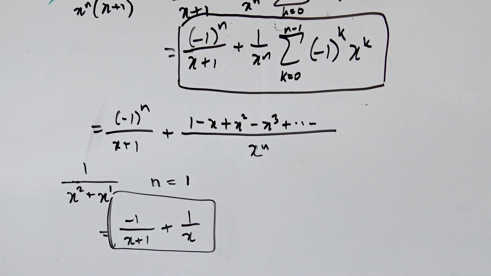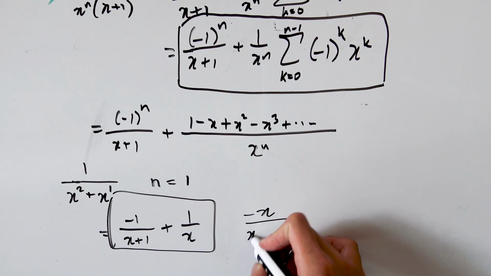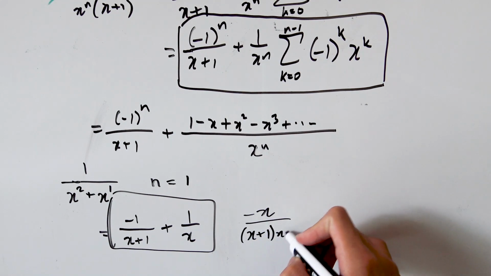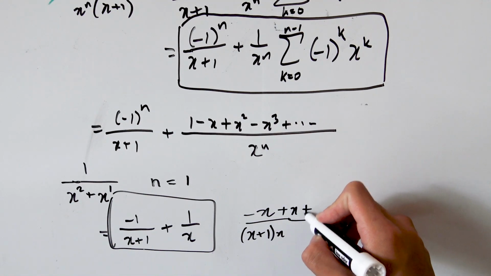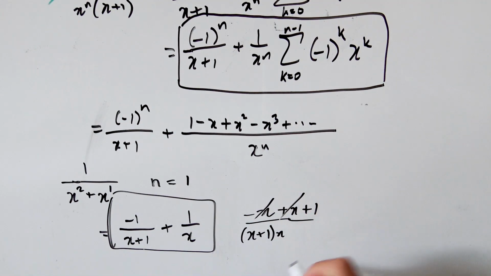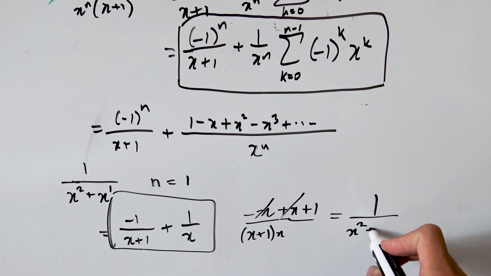And we can check that this equals what we started with just by doing some simple cross multiplication. So we have negative x over x plus 1 times x, and then multiplying this x plus 1 over here, we have plus x plus 1. This and that will cancel, and then indeed we're going to be left with 1 over x squared plus x as we started with.